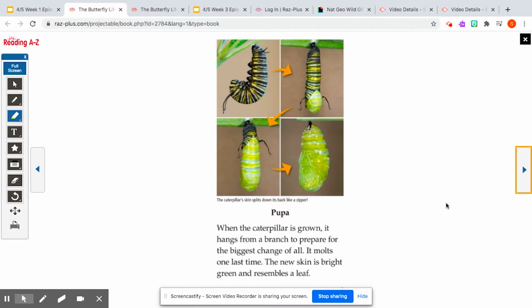Pupa. The caterpillar's skin splits down its back like a zipper. When the caterpillar is grown, it hangs from a branch to prepare for the biggest change of all. It molts one last time. The new skin is bright and green and resembles a leaf. That's the pupa, right? Okay.